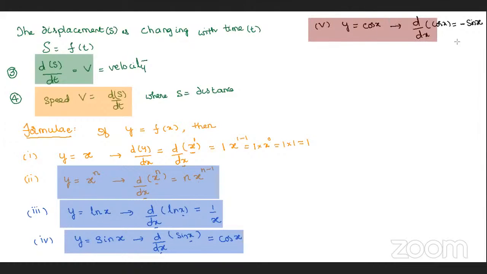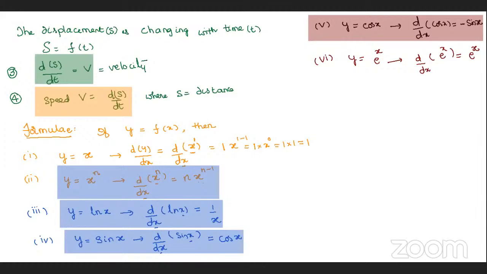Next, the sixth one that we have to remember: y is given as an exponential function, like e power x. Then d by dx with respect to x of e power x, again the same function x. So the value is e power x only. For e power x, the differentiation is e power x only.